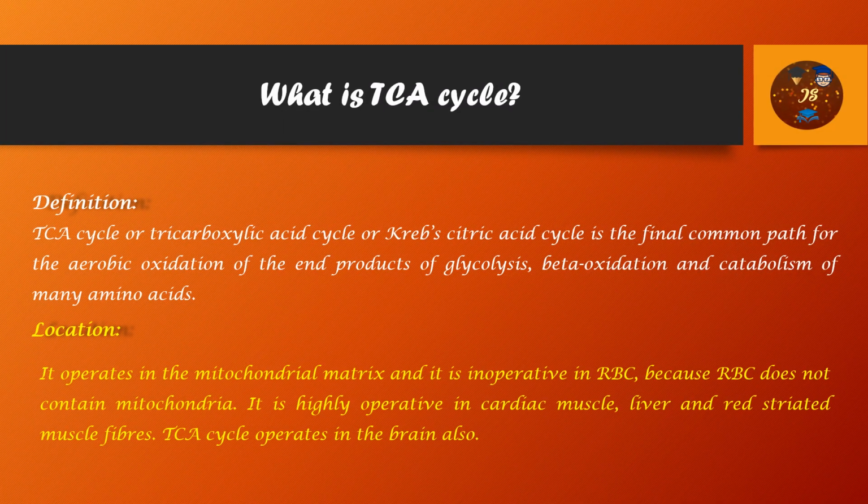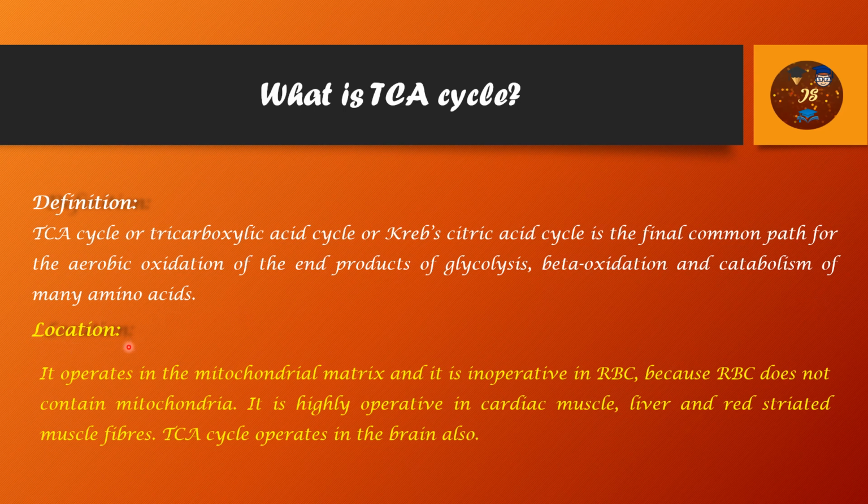So first of all, we have to understand what the TCA cycle is. The full form of TCA is tricarboxylic acid, so TCA cycle means tricarboxylic acid cycle. It's also known as the Krebs cycle or Krebs citric acid cycle, and it is considered the final common pathway for the aerobic oxidation of the end product of glycolysis, beta oxidation and catabolism of many amino acids.